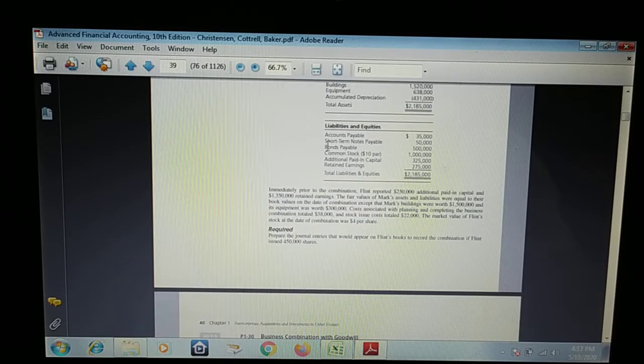Okay, go on to the next question, which is P129. Recording business combination. Flynn Corporation exchanged shares of its $2 par common stock for all of Mark Company's assets and liabilities in a planned merger. Immediately prior to the combination, Mark's assets and liabilities were as follows. So we are given Mark Company's assets and liabilities.